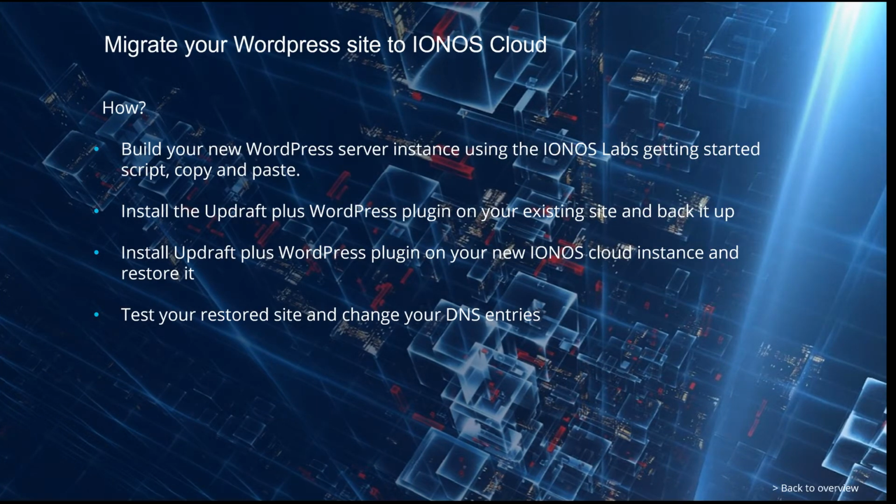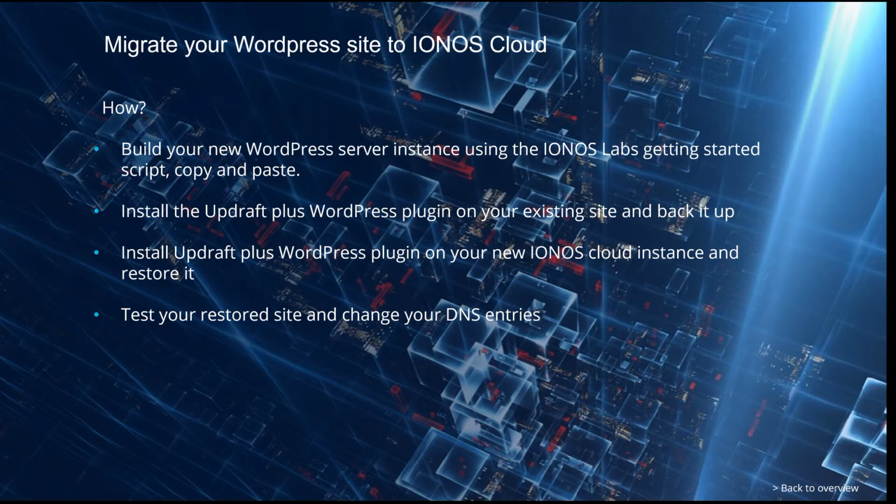I've broken out how we're going to migrate our WordPress site into 4 simple areas. Our first area is going to be building out our new WordPress server, and we're going to do this on the IONOS Cloud side of things using a WordPress install script that we're taking from the IONOS Labs GitHub site.